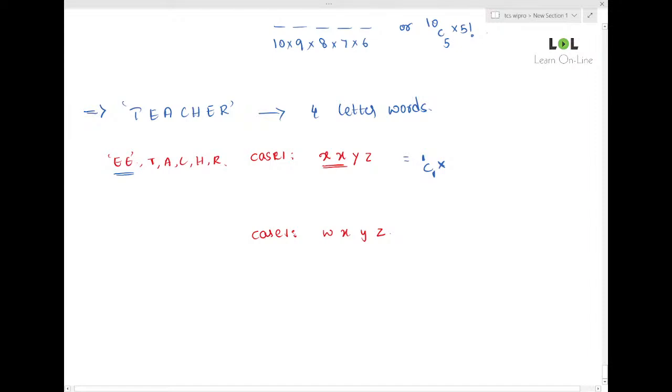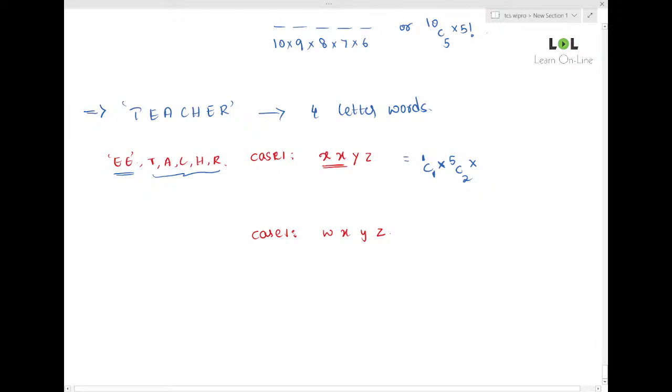Still, when I take one pair, it means I took 2 E's. I took one pair. 2 E's are done. Still, we need 2 more letters. How many letters are available? 5 letters are available. From them, I need only 2 letters. How do I select? 5C2. And now 4 letters are selected. 1C1 is selecting one pair. Only one pair is there. I will take that one pair. 1C1 ways, that will give us only 1. Into. Still, I need 2 more different letters.